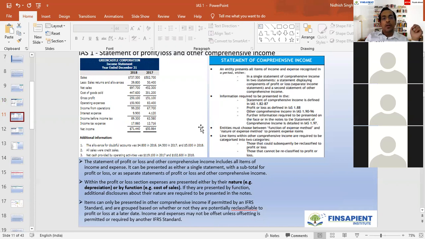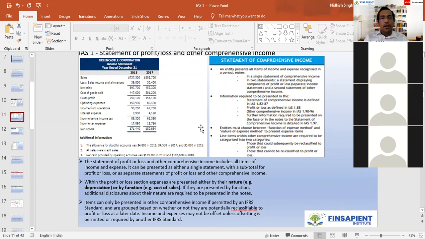If you choose to report by function in the profit and loss statement, then still you need to report by nature. Why by nature? Because that gives a real insight as to what the expenses are doing and how they can impact the future of the P&L as well. For example, what is the nature and what is the function? Let's talk a little bit about that.